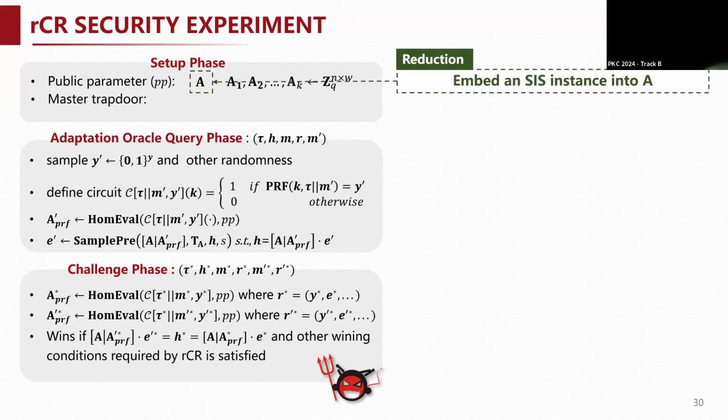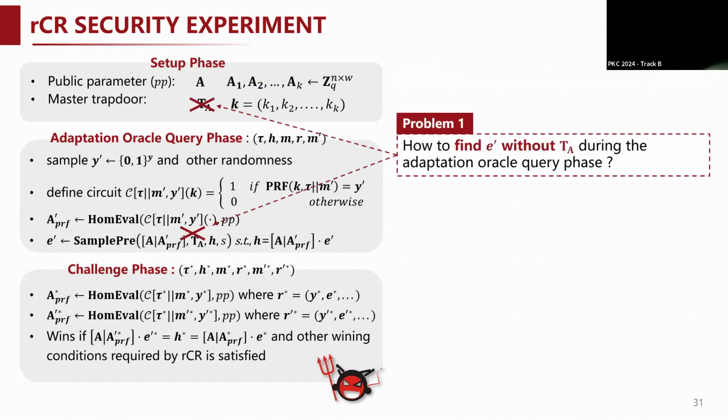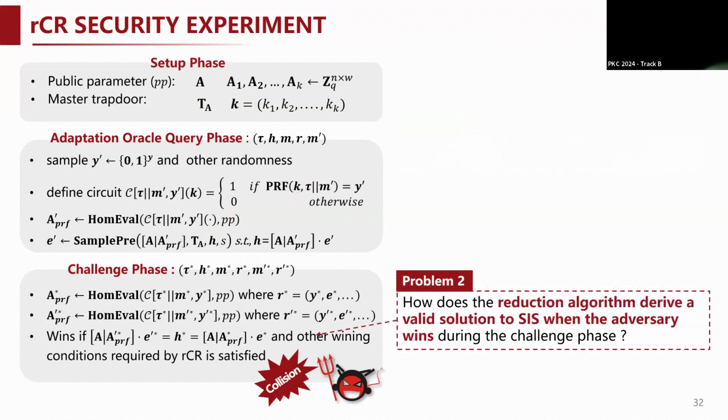During the reduction, we will embed an instance of the CIS assumption into the matrix A, but there are two problems to be solved. Since A will be embedded as a CIS instance, the trapdoor of it is unknown. So the first problem is how to compute the short vector E prime without knowing a trapdoor of A. The second problem is how to derive a valid solution to CIS if the adversary succeeds in providing a collision.